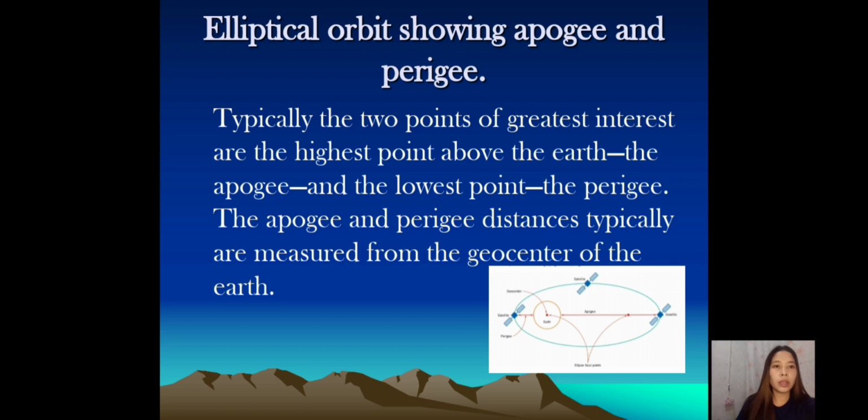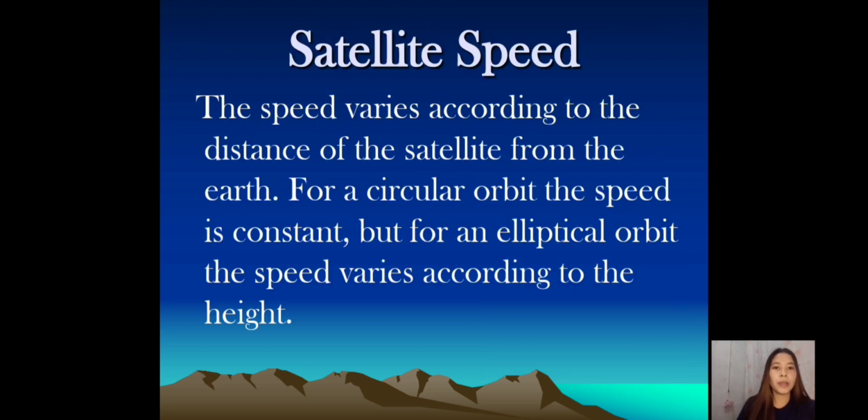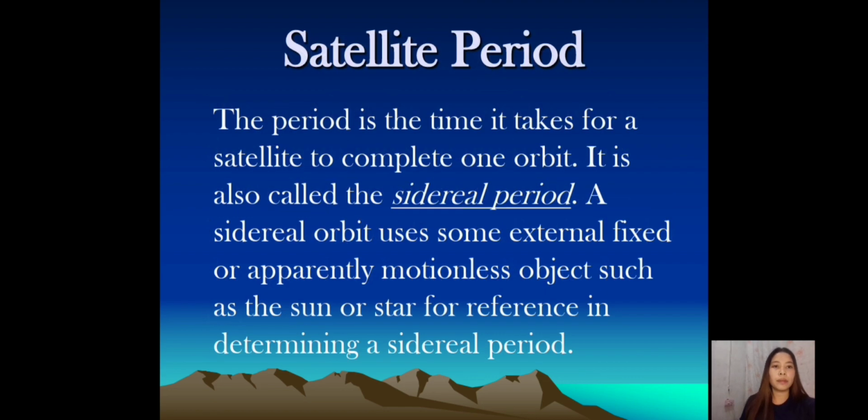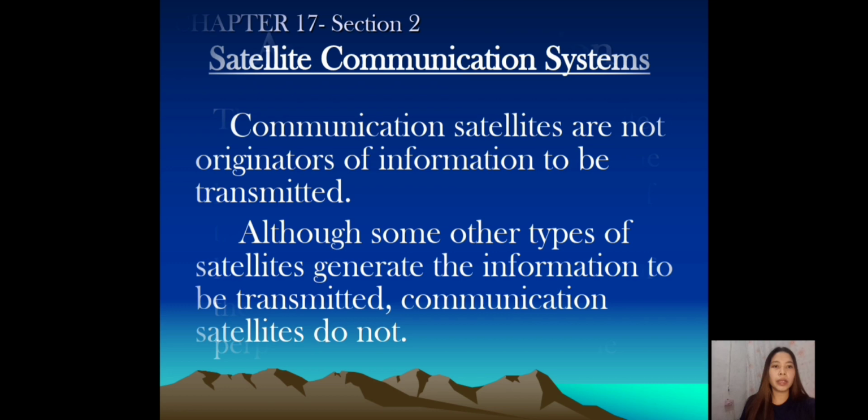Elliptical orbit showing apogee and perigee. Satellite speed. The speed varies according to the distance of the satellite from the Earth. For a circular orbit, the speed is constant, but for an elliptical orbit, the speed varies according to the height. Angle of inclination.